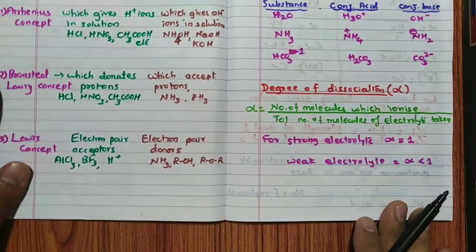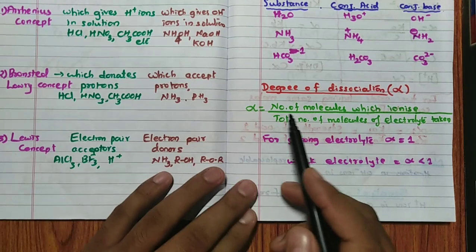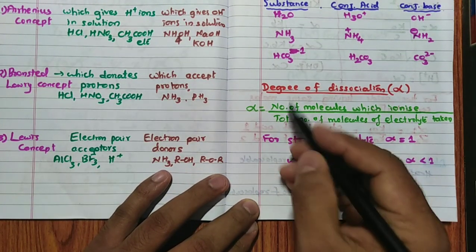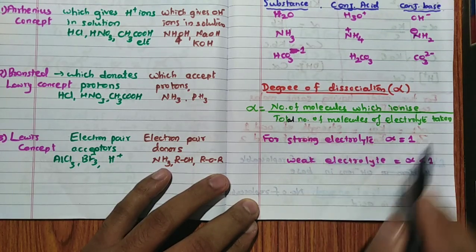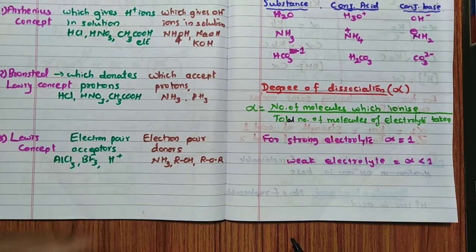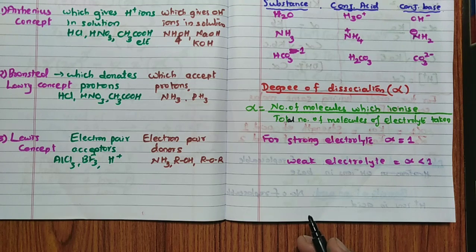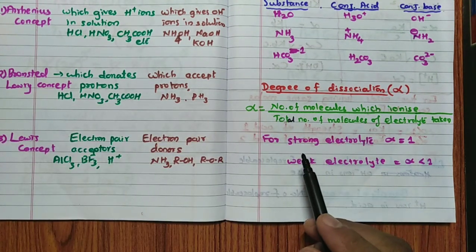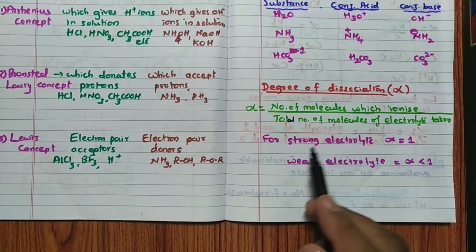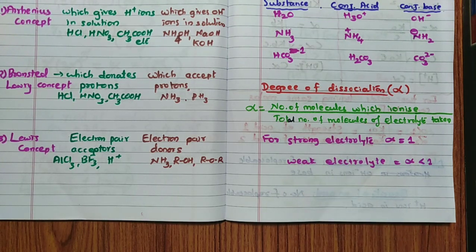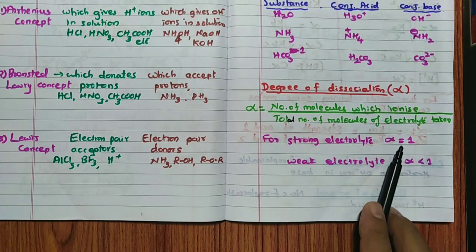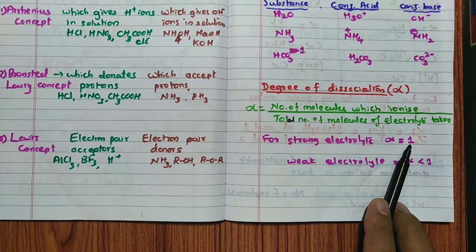Then degree of dissociation. Degree of dissociation is the ratio of the number of molecules which ionize divided by the total number of molecules of electrolyte taken. For example, just imagine, instead of molecules you can also take moles. I have taken 10 moles of HCl, a strong electrolyte, which undergoes complete dissociation. So 10 moles taken, all 10 moles dissociate, so alpha is equal to 1.